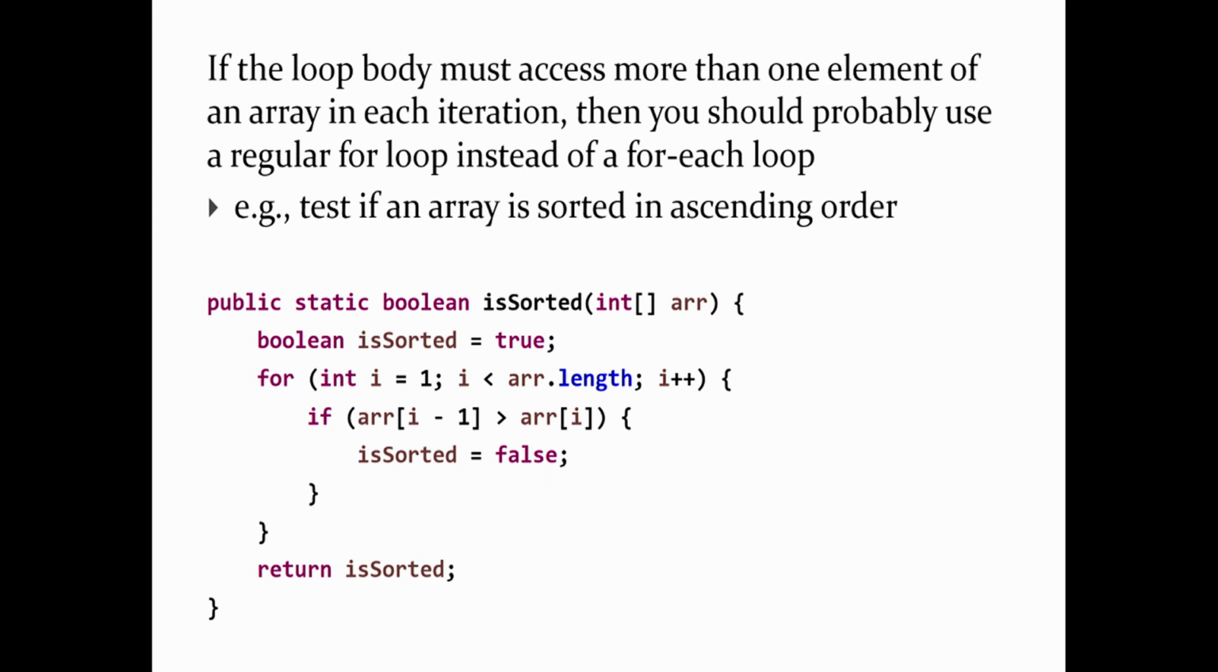So if I want to check if this array is sorted, I need to compare every adjacent pair of elements in the array. I'm going to start by assuming it's sorted. It's true. Now, starting at index 1, going up to but not including the length of the array, I'm going to compare the element at index I minus 1, so the previous element, to the current element. This is sorted in ascending order.